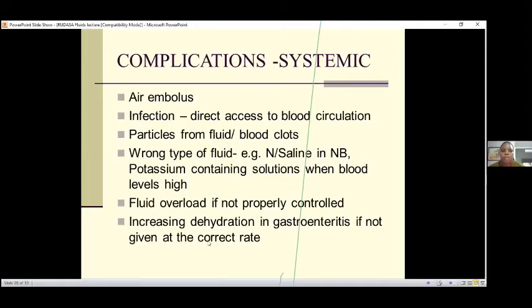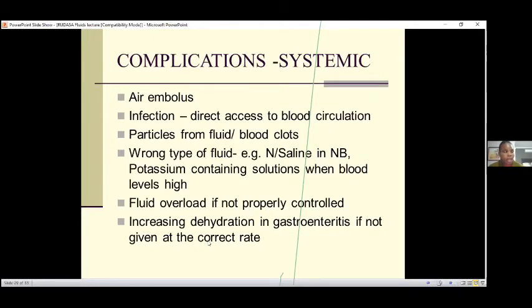We know that these patients will have pulmonary edema, they will have bilateral fine crepitations, they also have a sudden hepatomegaly, and also they might go into cardiac failure. Then there is increasing dehydration in gastroenteritis if fluid is not given at the correct rate. Yes, we need to be mindful of how we are correcting the fluid.